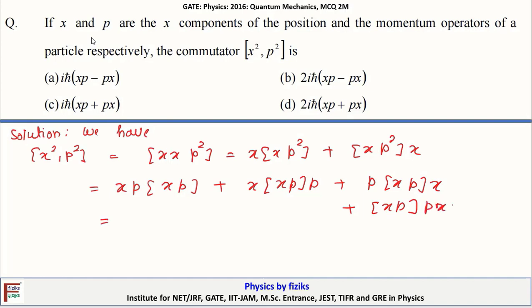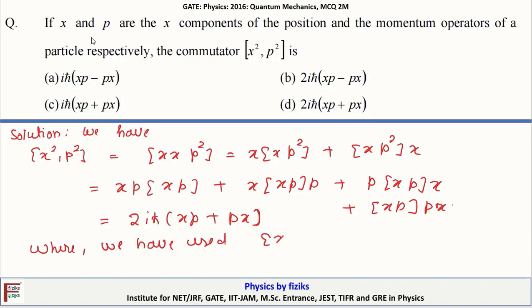So we would be having 2i H cross into xp plus px, where we have used the commutator of x and p equals i H cross. So option D is correct.